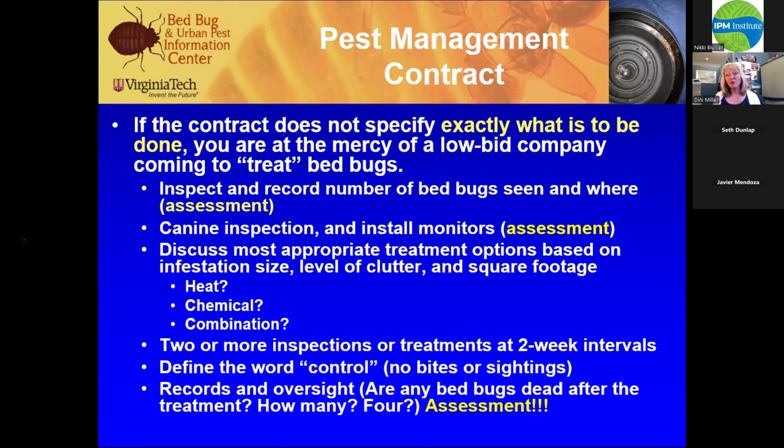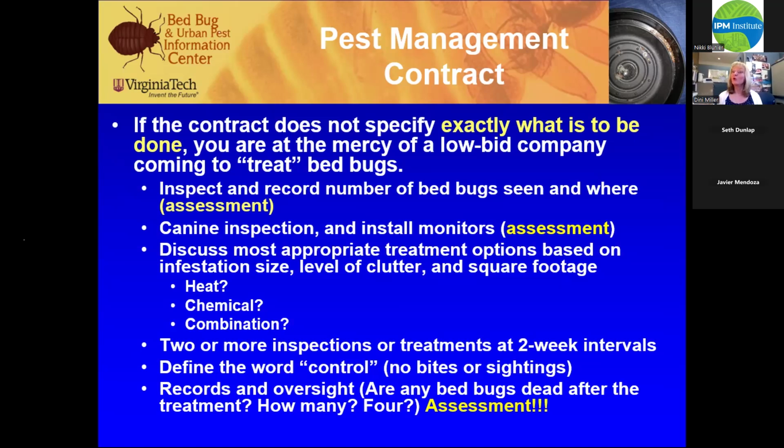Okay, 2 or more inspections or treatments at 2-week intervals need to take place after the bedbug treatment is done, because we are still having to wait for eggs to hatch, because we do not have an insecticide that kills eggs, but I'll show you a more recent discovery. It's just not labeled yet.